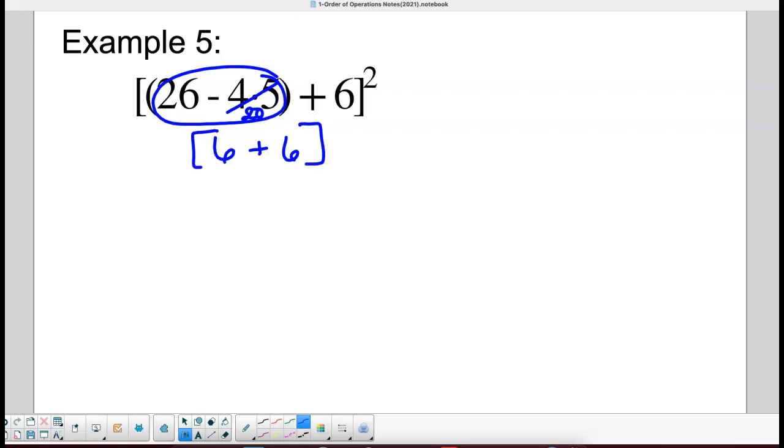So now here's what I have left. What do I do next? Monica. 6 plus 6. Yeah, you have to do what's in that next grouping symbol. 6 plus 6 is 12, and then to the second power. The exponent is outside of the bracket, so that comes last. What's 12 squared? Or 12 times 12? Sylvia? 144. So there's our answer.